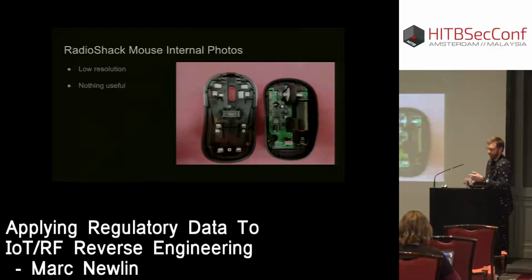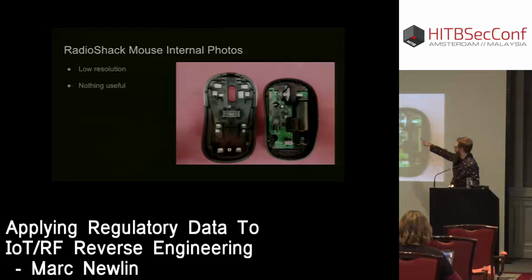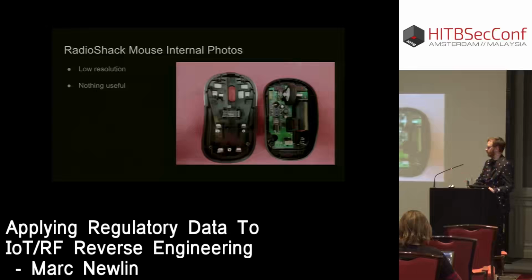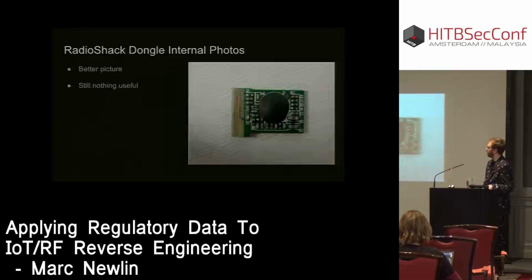This is the internal photo from this mouse. Unfortunately, there's no useful information. The RFIC is under a little epoxy mound there, and so really we can't gain anything from this. This is the internal photo from the dongle. Again, no useful data. And this is typical, but sometimes you can actually get out the RFIC model information from that.